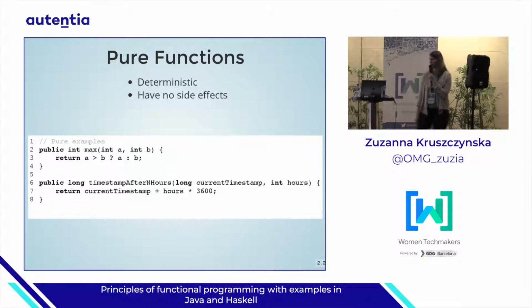OK, so what are pure functions? And we need to understand that because we'll be talking about that a lot. Pure functions are deterministic, and they have no side effects. What does it mean that a pure function is deterministic? That means that whenever you give it some input, then it gives you some output. And if you give it the same input again, that you will always get the same output.